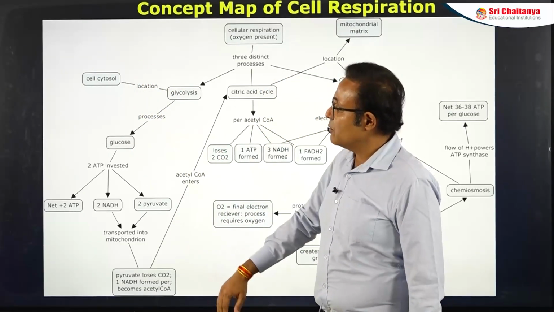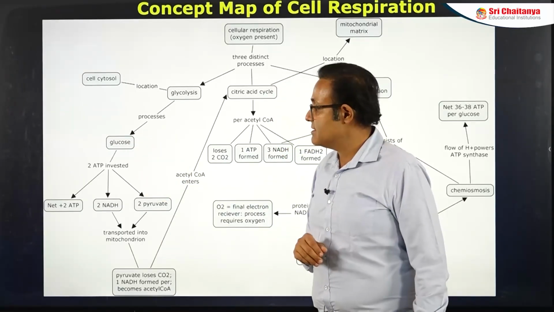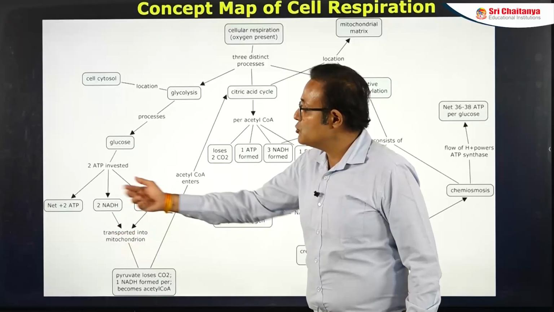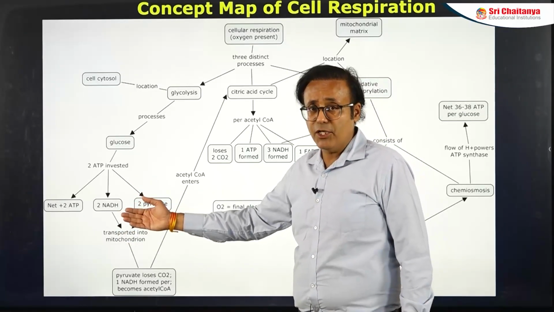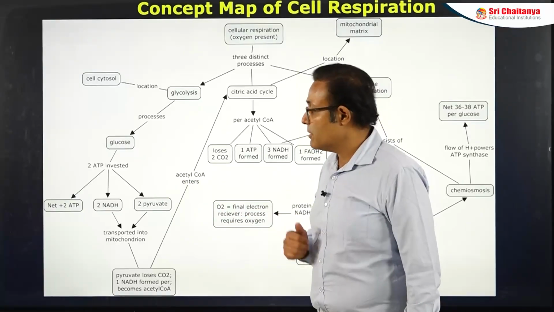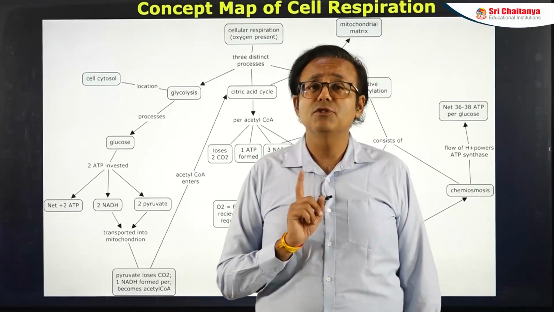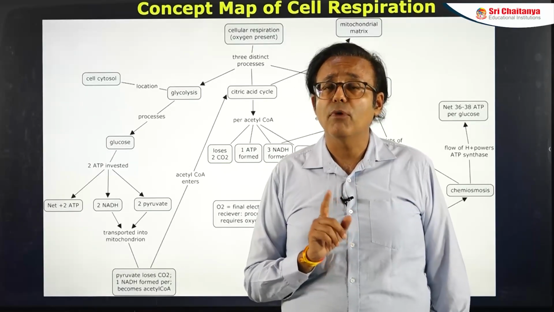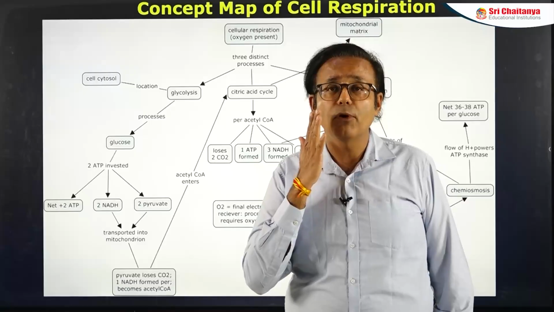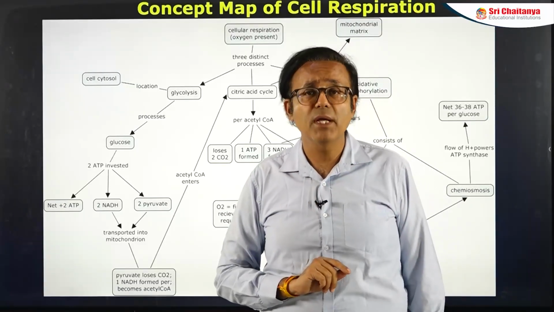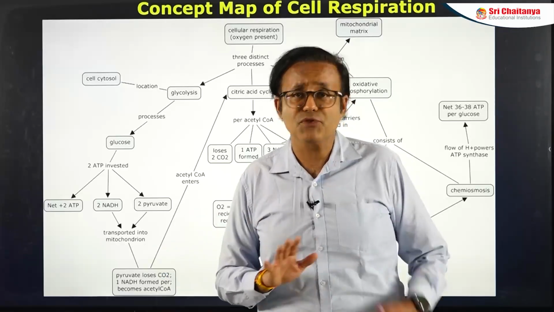What happens in glycolysis? One molecule of glucose gets oxidized into two molecules of pyruvic acid, where you have a net gain of 2 ATP, and 2 NADH are formed as reducing equivalents, the end product being 2 molecules of pyruvic acid. Pyruvic acid is a three carbon compound, and students, you have to remember the number of carbon atoms in each compound also. Glucose is a 6 carbon compound, and pyruvic acid is a 3 carbon compound, and so are the other intermediate products formed in the process of respiration.